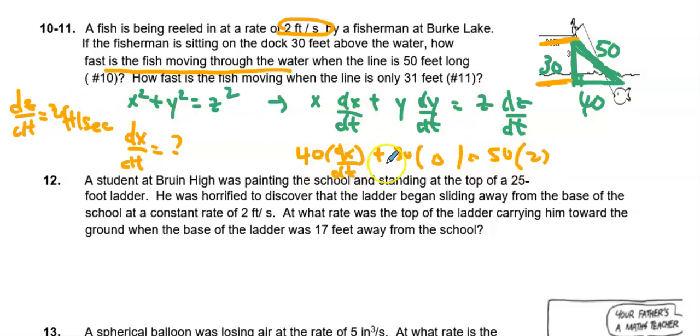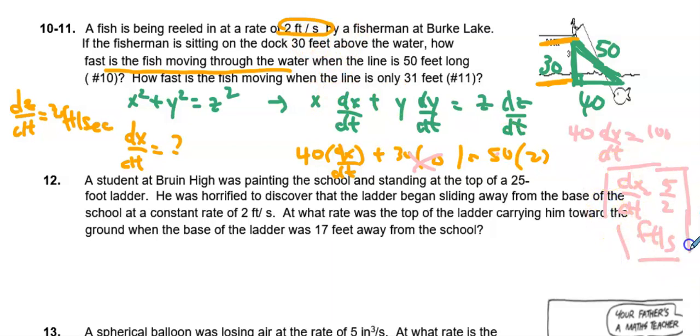So when we look at this problem, all we really care about is the 40 dx/dt and then the 50 times 2. So we get 40 dx/dt equals 100. And so all we have to do to find the change in x with respect to time is take 100 divided by 40, and we get 5 over 2. And then the units are going to be feet per second. And it's just that simple.